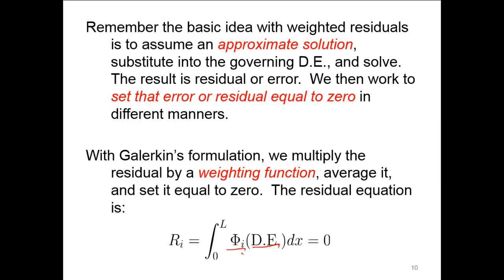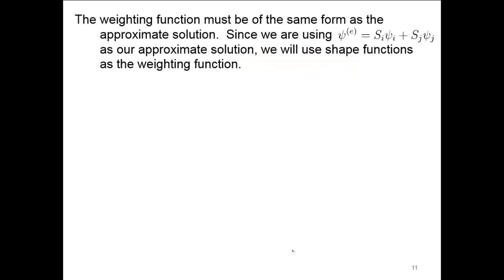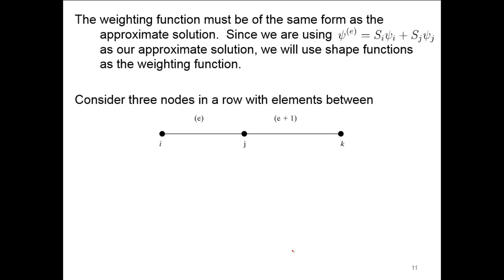Here's the governing differential equation that we already have. Here's the weighted residual function. It has the form of the assumed solution, and we integrate across the domain, across our dx. That's our residual, and we set that equal to 0. The weighting function must be the same form as the approximate solution, so again we're going to use the linear shape function. We've got 3 nodes in a row with elements in between: nodes i, j, and k, with element e and element e plus 1.